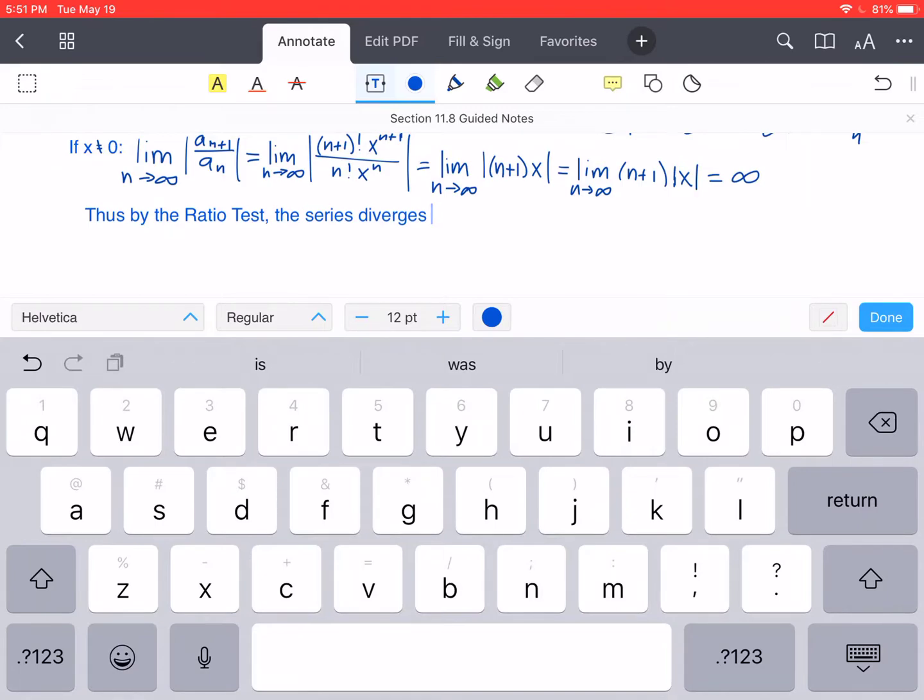So the series diverges when x is not equal to 0.